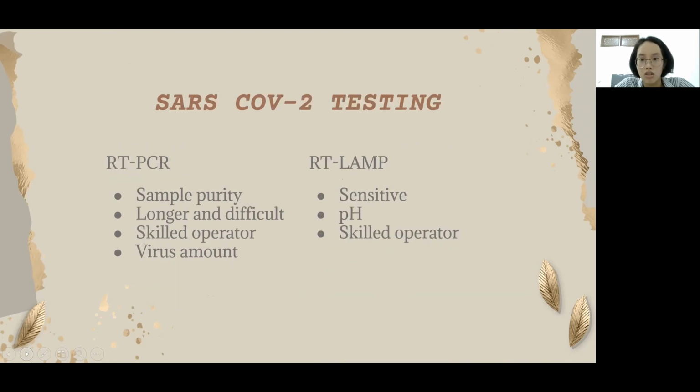And last is SARS-CoV-2 testing, which we discussed in two kinds of it, the RT-PCR and RT-LAMP. In RT-PCR, the factors are sample purity and the process, which is longer and difficult, so we need a skilled operator. And also virus amount variations between individuals can also affect the result.